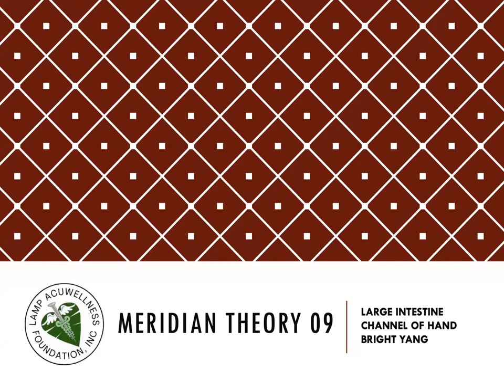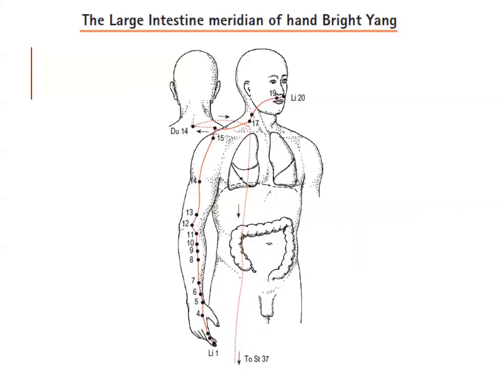Okay, sa meridian theory na tayo, part 9, yung large intestine channel of hand brachium. So dito yung illustration po ng large intestine meridian of the hand brachium. Ang large intestine nag-start po dito sa may dulo ng index finger, paakyat, tapos pumunta po dito sa may DU14 sa likod, and pabalik po yung isa papunta pababa sa stomach 37, and yung isa naman from LI15 paakyat po dito sa may LI20 sa nose.